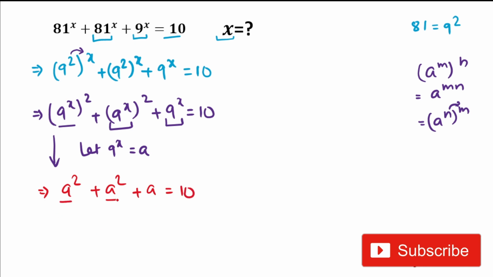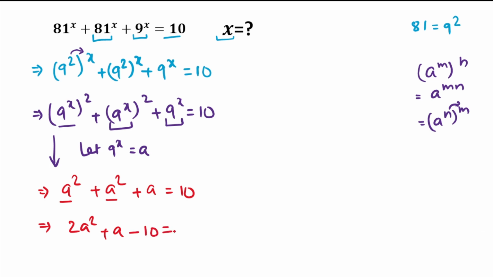Now a square and a square is 2a square, so it is 2a square plus a, and we'll take 10 to the left hand side, so it will be negative 10, equal to 0. So in the next step we'll factorize this term. For that we'll multiply 2 and 10, that is 20, and 20 we'll write so that we can get a, means 1. So we'll write 5 minus 4. So we'll write 2a square plus 5a minus 4a and negative 10, that is equal to 0.